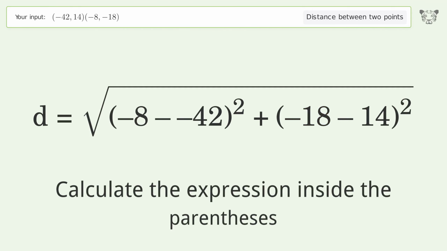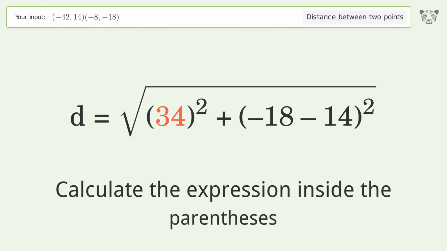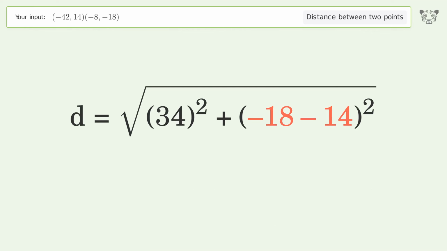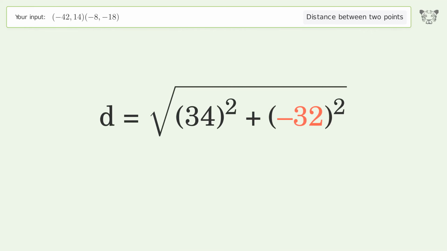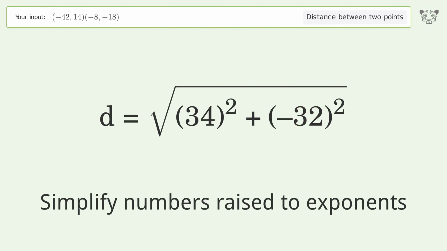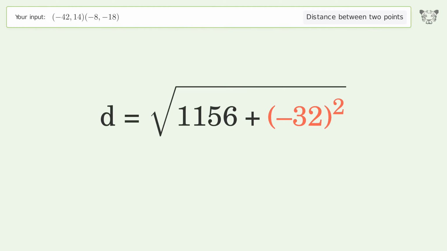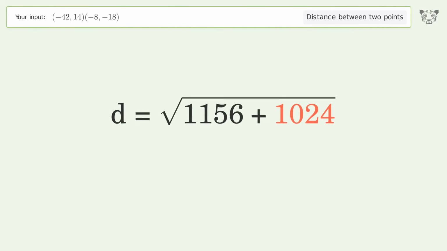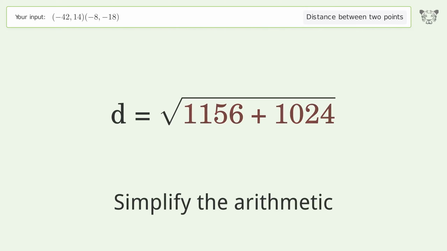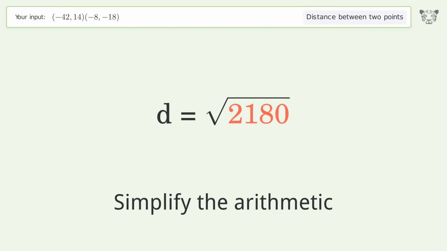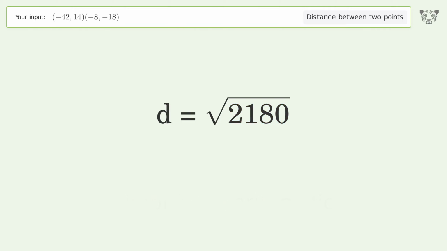Calculate the expression inside the parentheses. Simplify numbers raised to exponents. Simplify the arithmetic. And so the distance between the 2 points is the square root of 2,180, or 46.69.